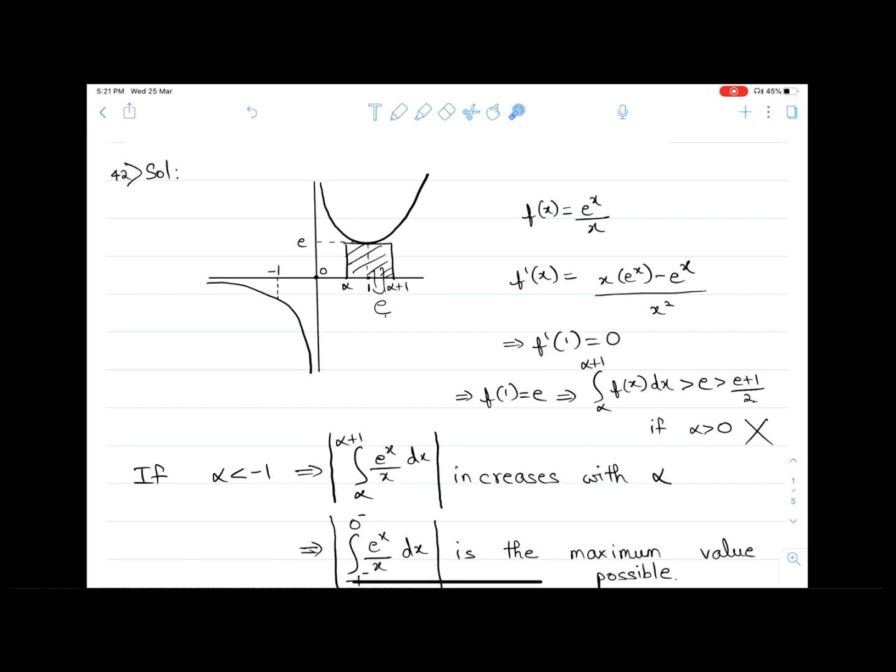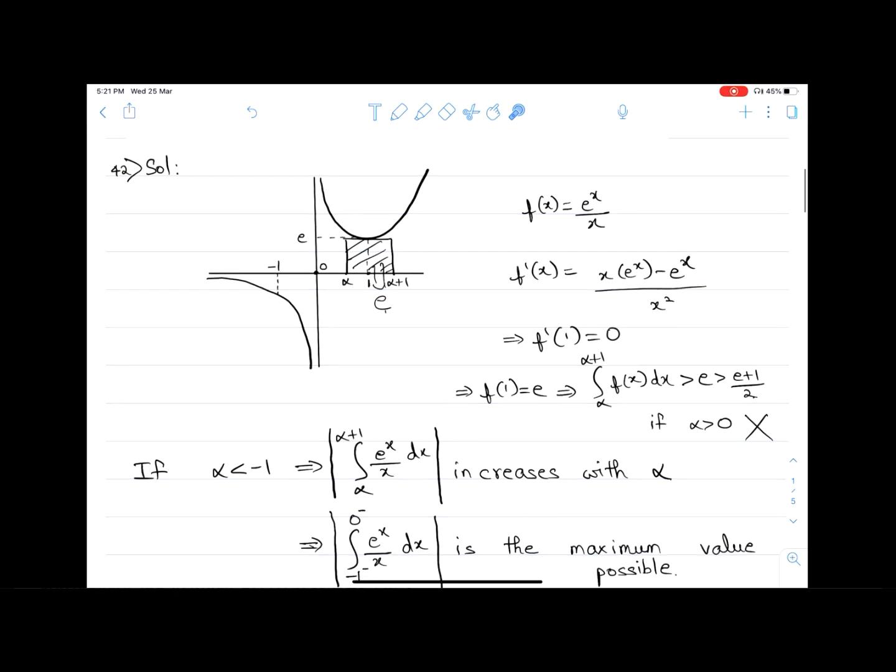But if alpha is less than 0, what are the cases? Obviously, the alpha less than minus 1 case. If alpha is less than minus 1, what will happen? You take alpha here and alpha plus 1 here, the area will be very less.